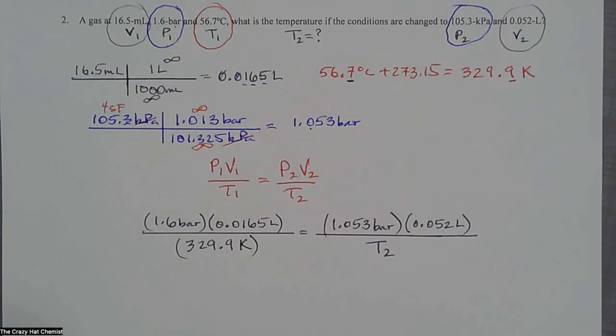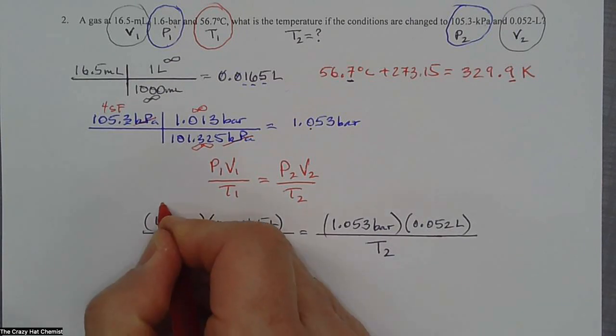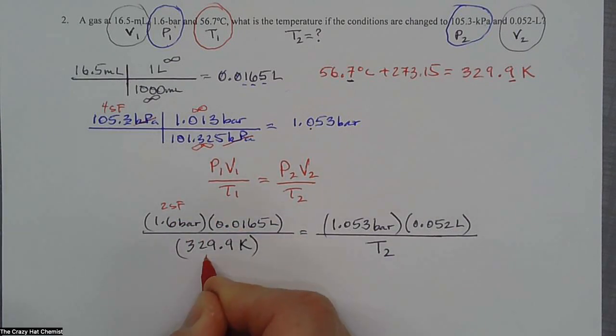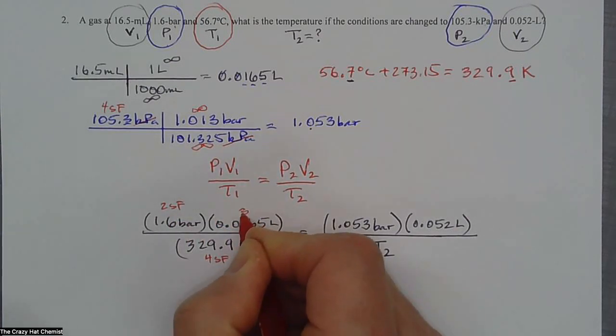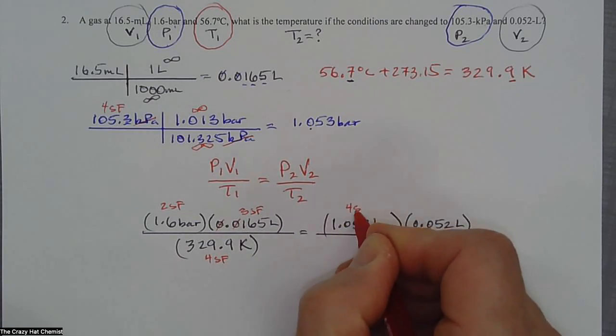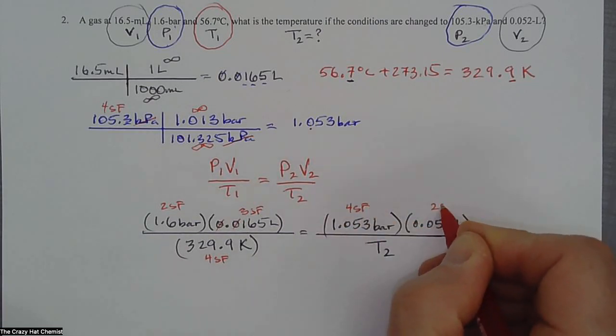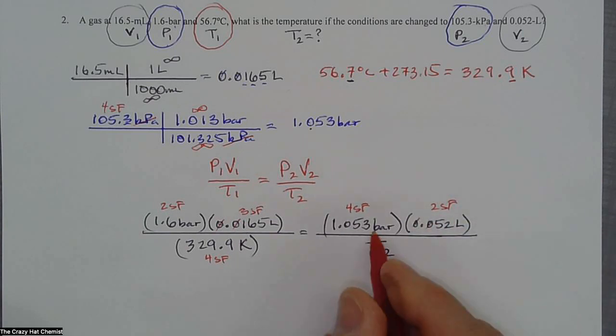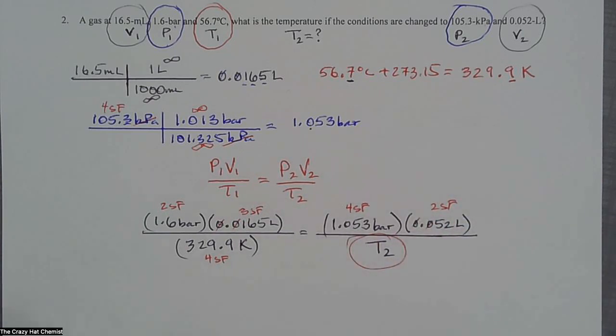Okay, so we're going to look at significant figures. This is multiplication division. This has 2 significant figures. This has 4 significant figures. This has 3 significant figures. Remember, leading zeros don't count. This has 4 significant figures, and this has 2 significant figures. Leading zeros don't count. I'm solving for T2. Okay, so what you're going to do is plug this into your calculator. You're going to plug in the following.